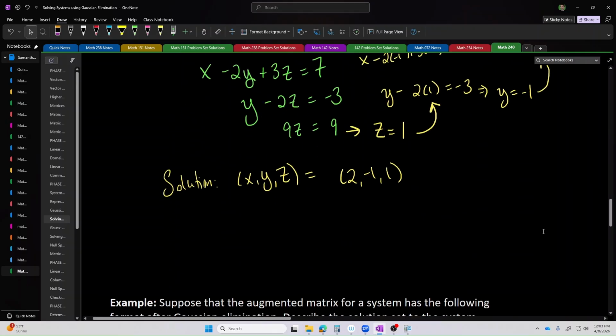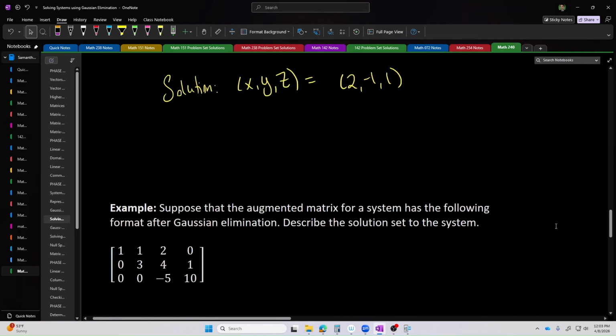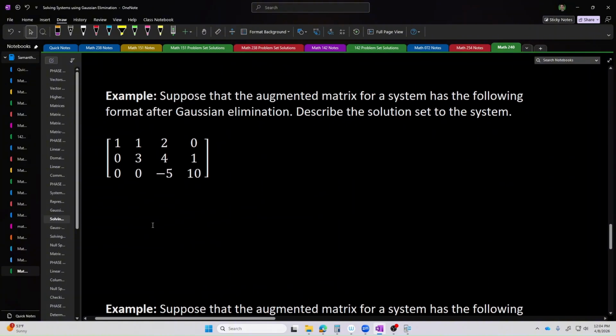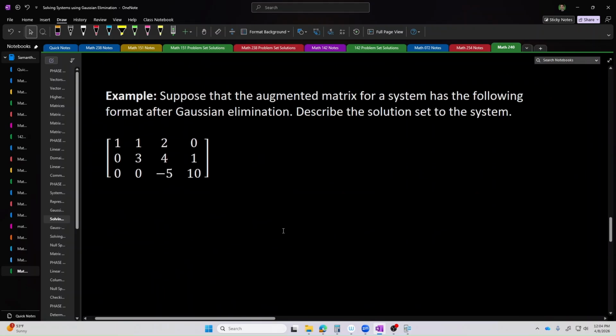Rather than spend too much more time on the process of Gaussian elimination, let me just go ahead and give you an augmented matrix that someone else has already row reduced, a matrix that is already in row echelon form. And let's just get some practice interpreting this augmented matrix and understanding what it is telling us about the solution set to the corresponding system of equations.